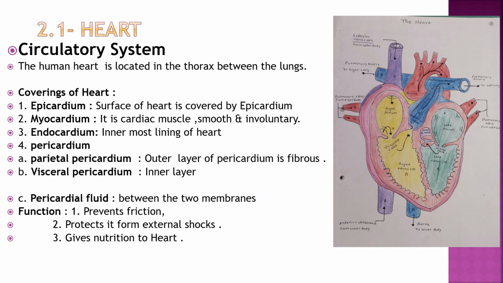Hello students, today we will see about circulatory system. So circulatory system consists of blood vessels and heart. So we will study heart in detail. So heart is located in between two lungs in the thorax.